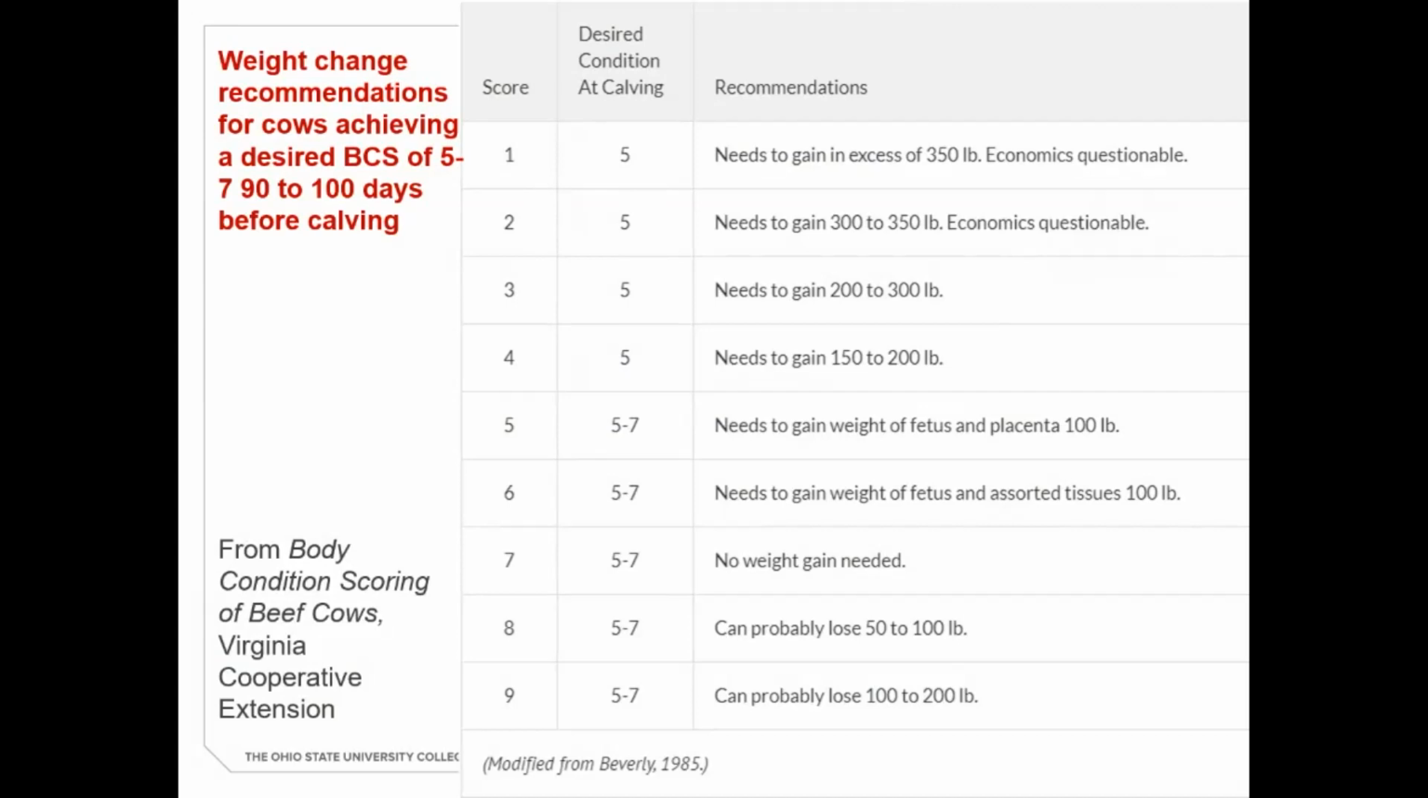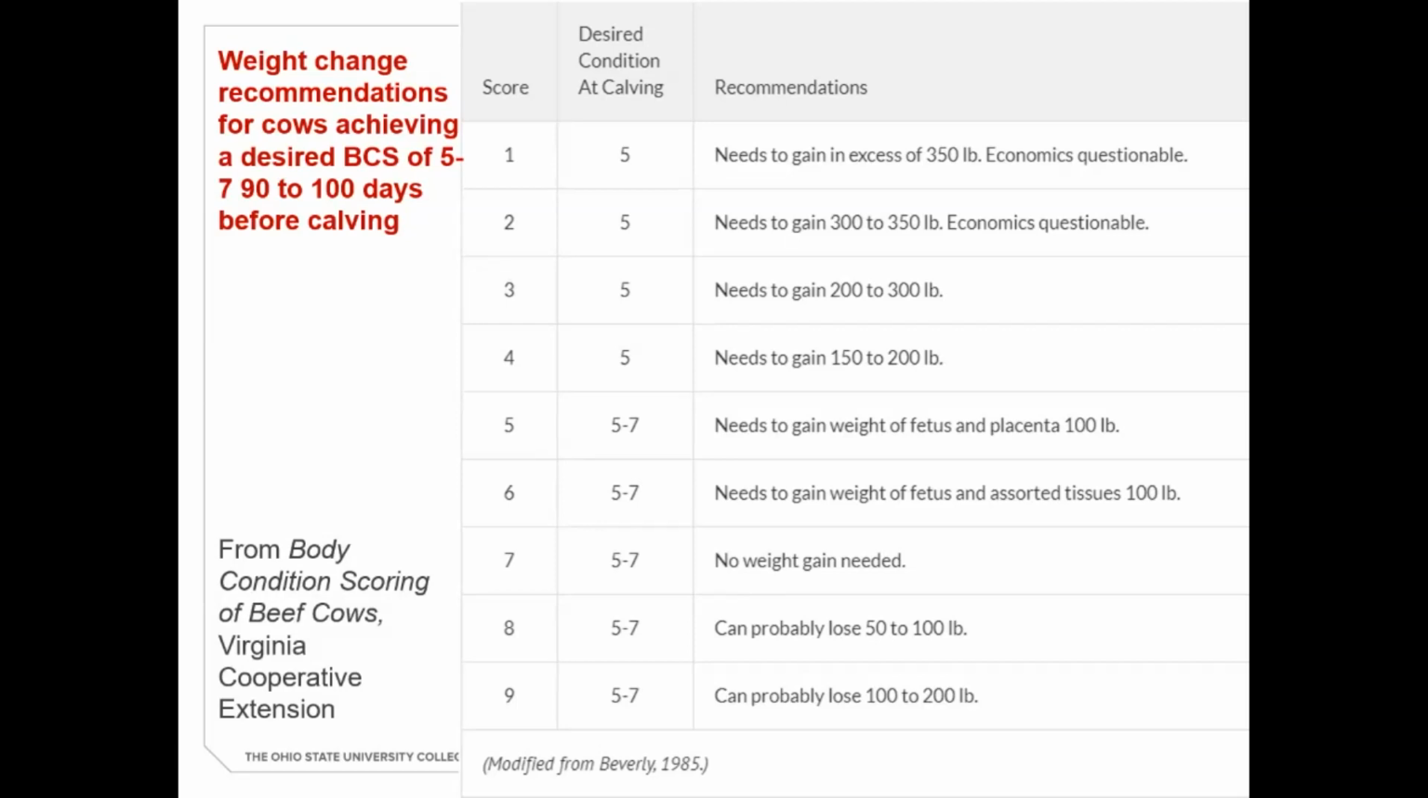If the cow is at a BCS of 5, it would actually still need to gain additional weight to make up for the weight of the fetus and the placenta, which is about, remember, 100 pounds. For a cow at a BCS of 7, no weight gain would be needed to be in the ideal 5 to 7 range at calving.